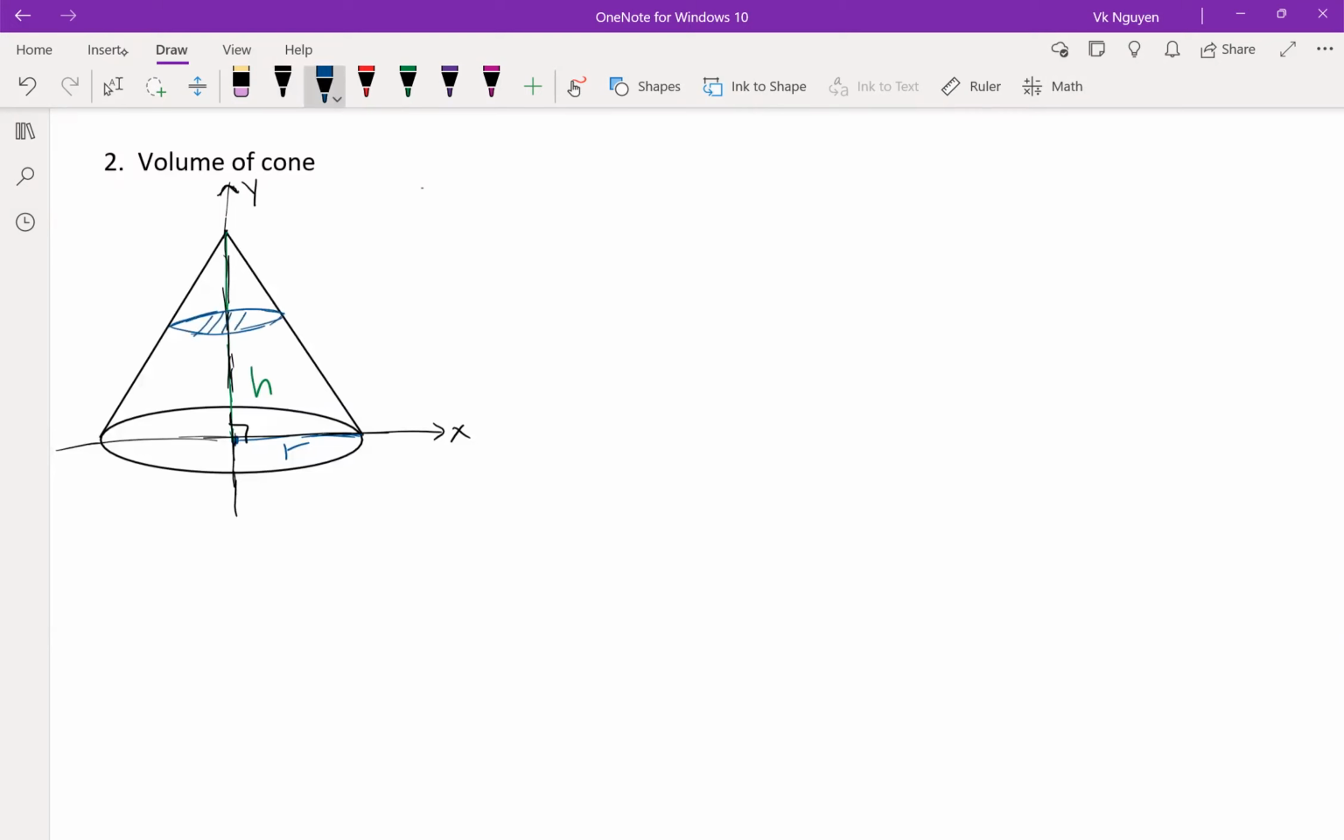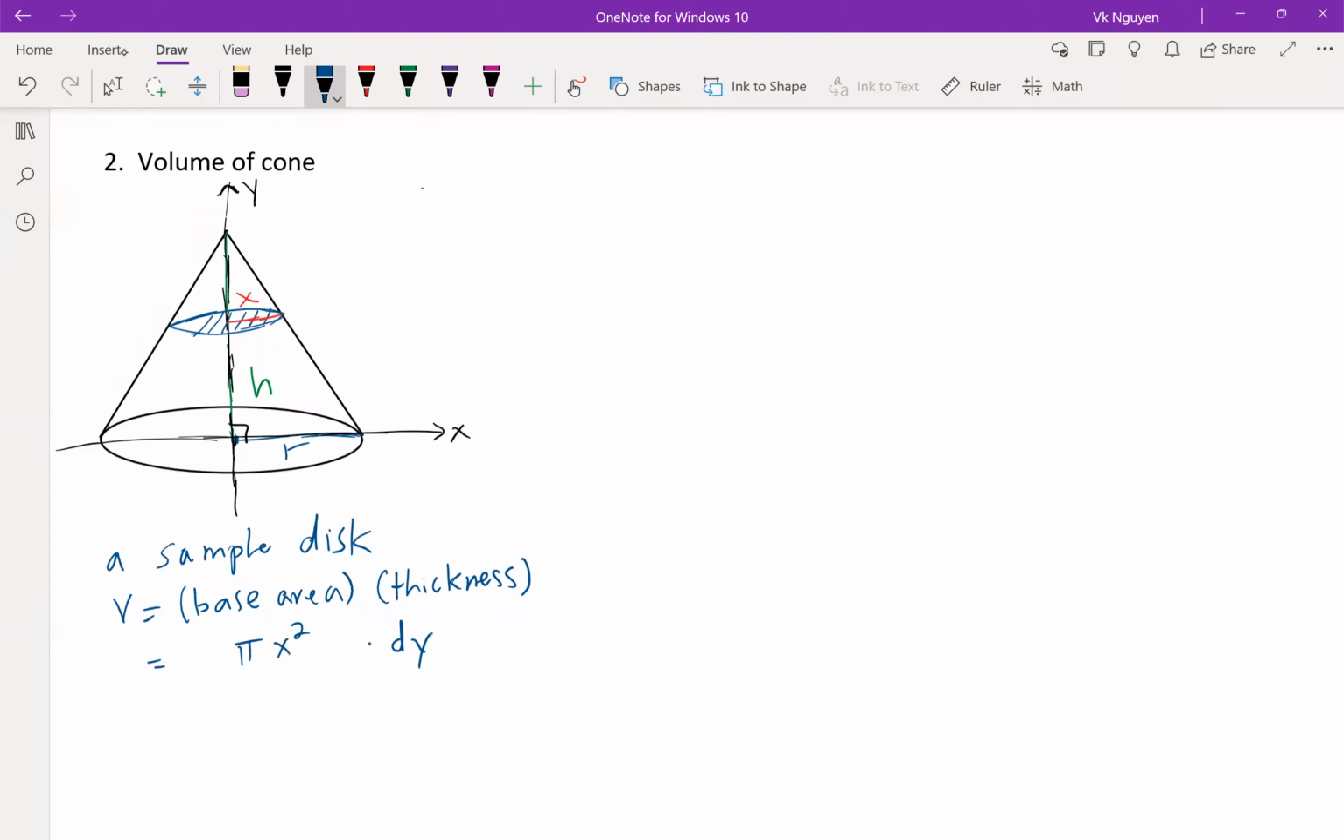A cross section is just a sample disk. The sample disk has volume V equal to base area multiplied by thickness. The base area here is pi, and this is x, the smaller radius, so pi x squared, times the thickness, which is the change in y, so dy.